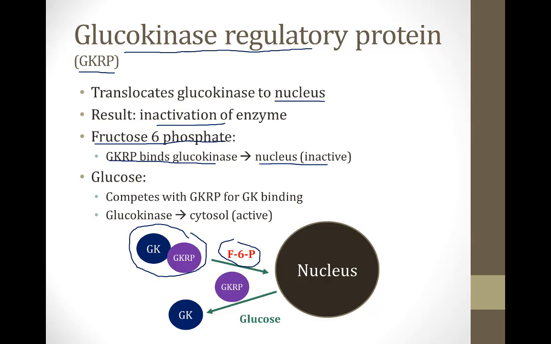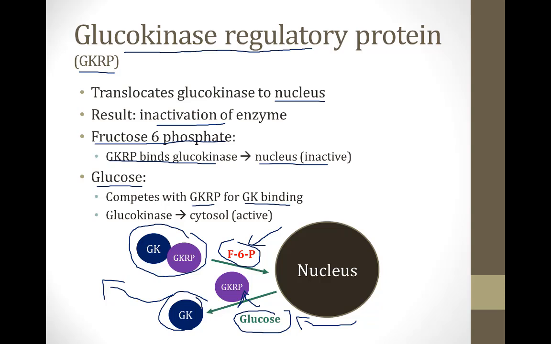In the presence of glucose, however, glucose will compete with GKRP for GK binding, and when glucose is around, it will bump the GKRP off of glucokinase and release glucokinase so that it can go out into the cytosol and do its job. And so just like I showed you 2 slides ago, what this means is that the only way glucokinase is going to be inactive is when you have both the presence of fructose 6-phosphate and the absence of glucose. In other words, a low glucose level. These two features together will lead to the inactivation of glucokinase.